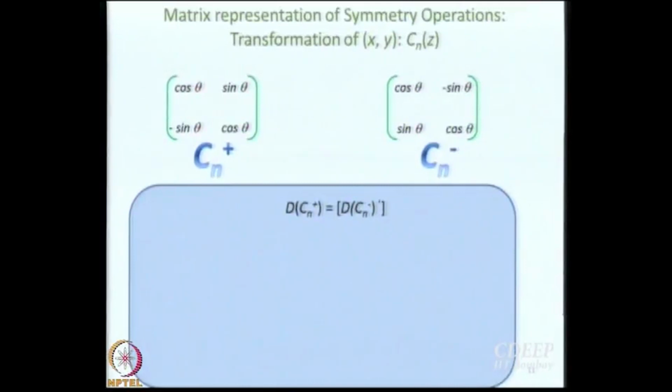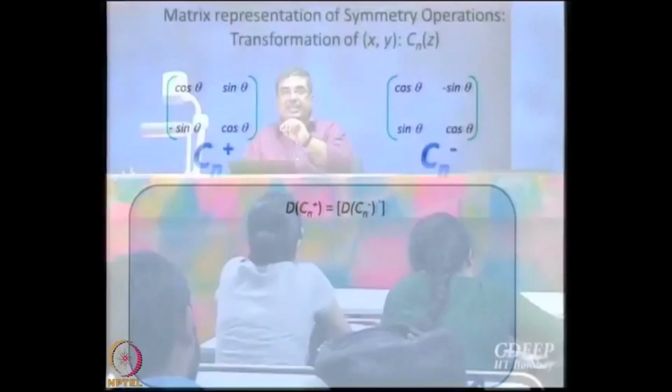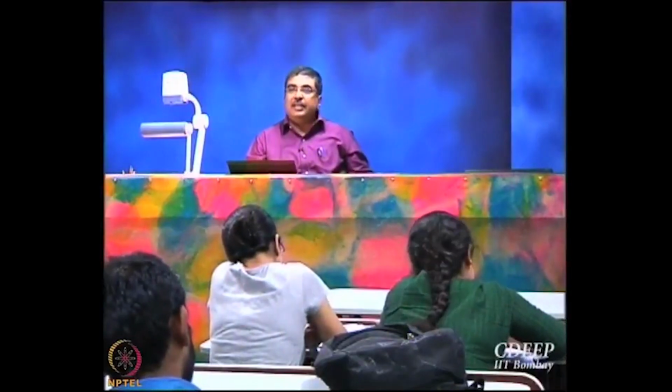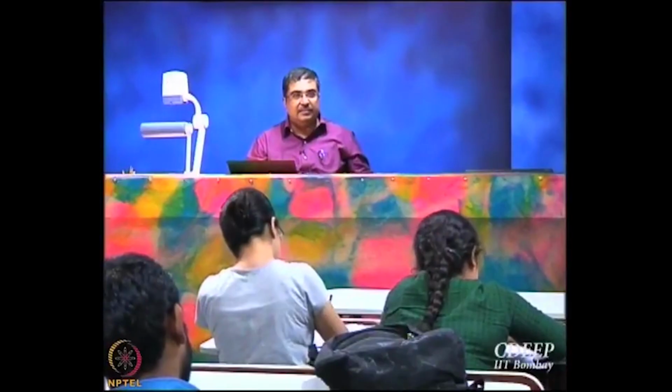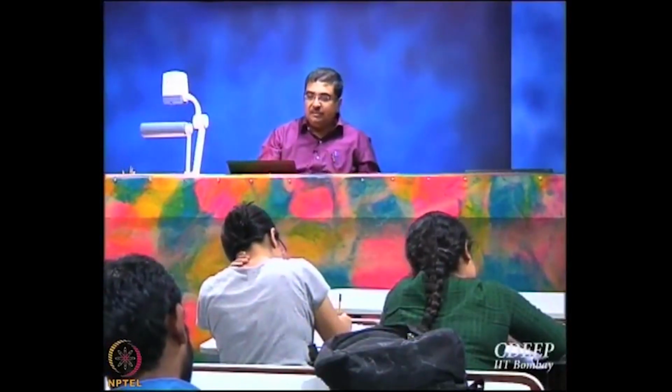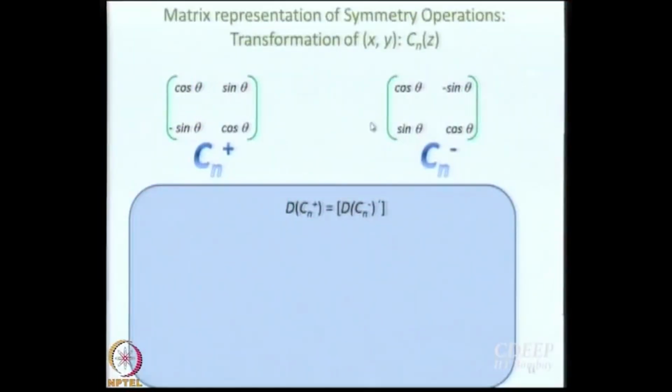Now, henceforth I am going to call these matrices D, okay, that is the notation followed in Bishop's book. So, transformation matrices are going to be denoted as D, and when I write Dij, that means the matrix element in matrix D, okay. So, are we okay with this? DCn plus is equal to the transpose of DCn minus. Do you see this? Cos theta, if you want to transpose, take the minus sin theta here, and then this sin theta should come here, this cos theta remains where it is, okay. So, these are transpose of each other.